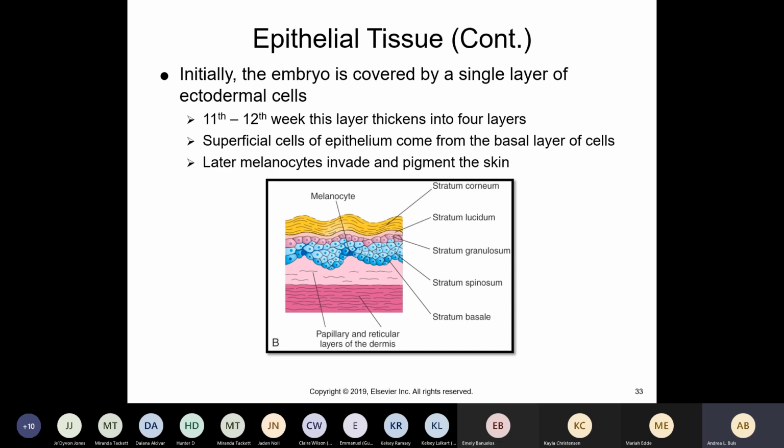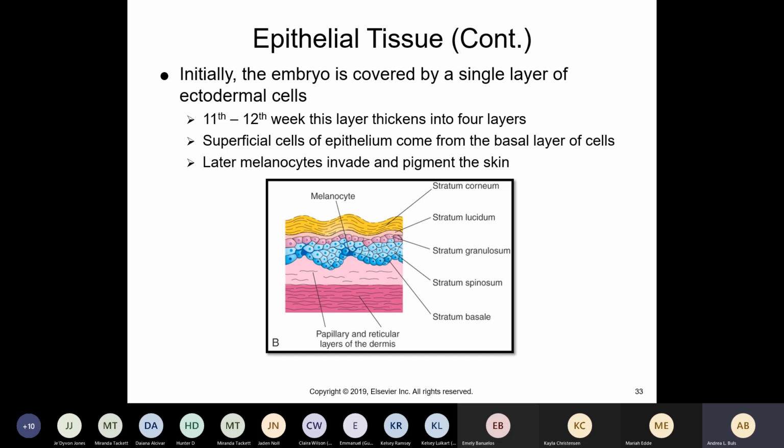Initially, the embryo is covered by only a single layer of those ectodermal cells. In about the 11th to 12th week, this layer thickens into 4 layers, and the superficial layers of epithelium come from the basal layer of cells. So superficial is towards the top. Skin, when it's reproducing, is reproducing from that basal layer, or the stratum basale, up.